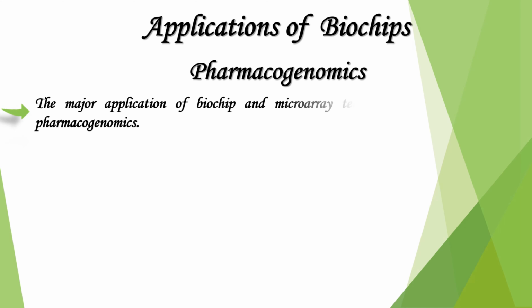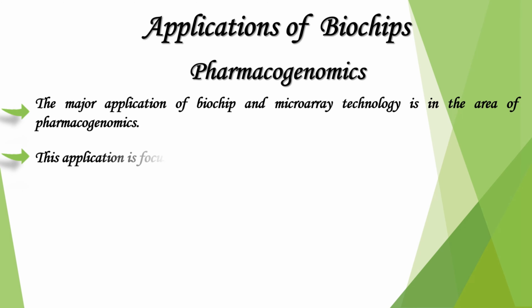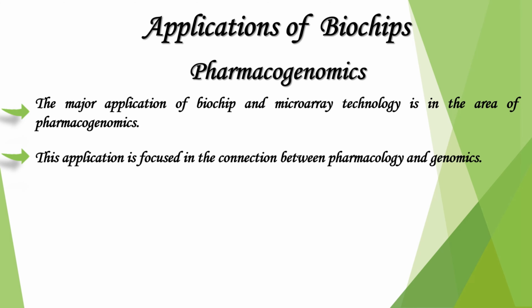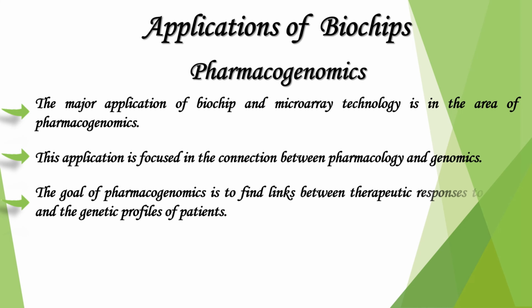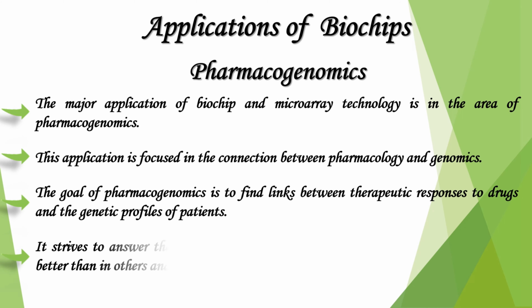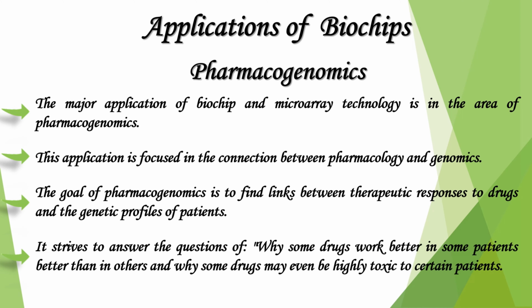Pharmacogenomics. The major application of biochip and microarray technology is in the area of pharmacogenomics. This application is focused on the connection between pharmacology and genomics. The goal of pharmacogenomics is to find links between therapeutic responses to drugs and the genetic profiles of patients. It strives to answer the questions of why some drugs work better in some patients than in others, and why some drugs may even be highly toxic to certain patients.